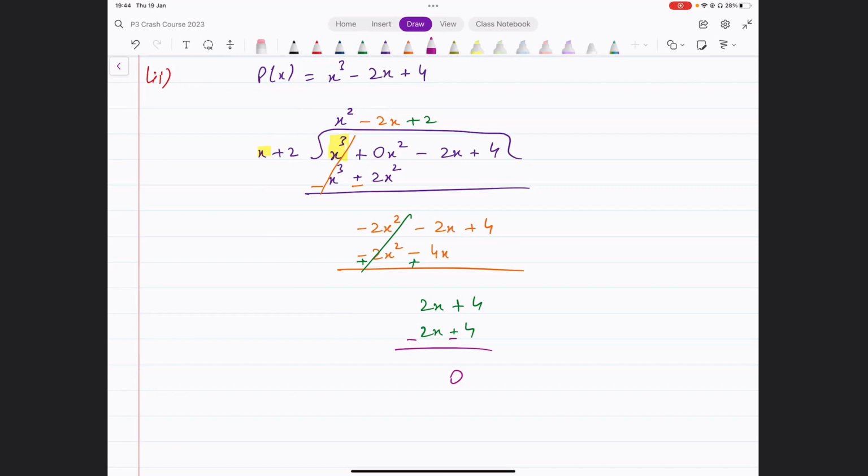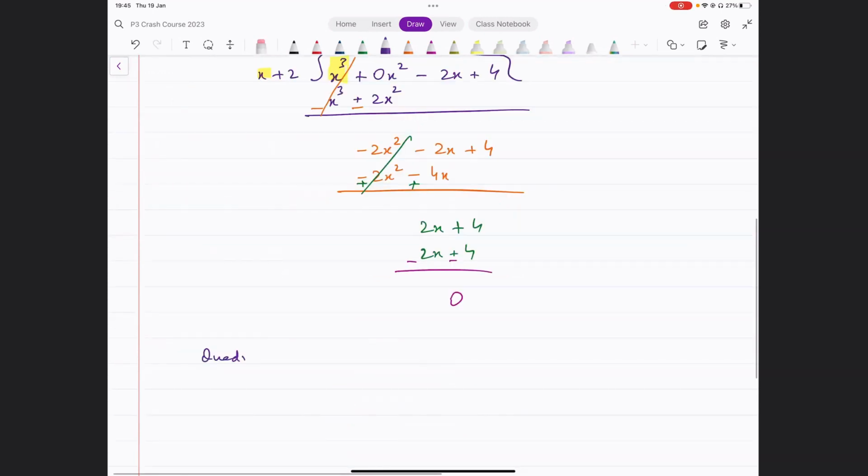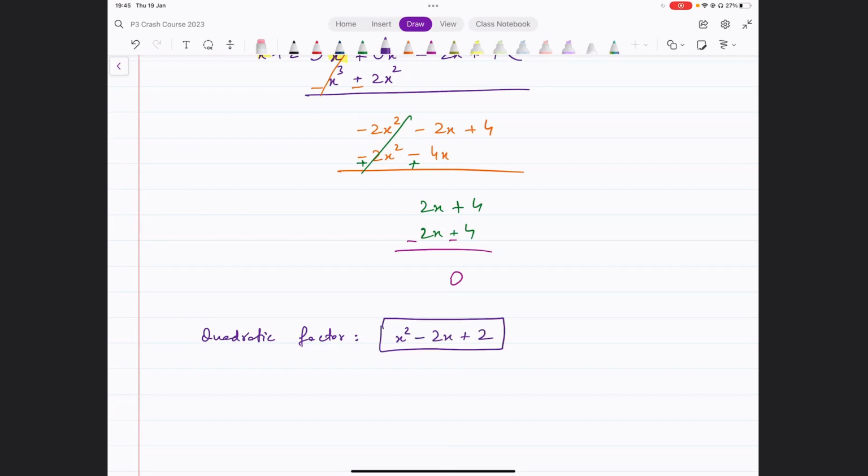The remainder is 0. That confirms that your process is correct because x plus 2 was a factor, so the remainder should have been 0. What's the quadratic factor now? It's x squared minus 2x plus 2. That is the quadratic factor that we were looking for. Let's say the quadratic factor is x squared minus 2x plus 2. This is the quadratic factor.